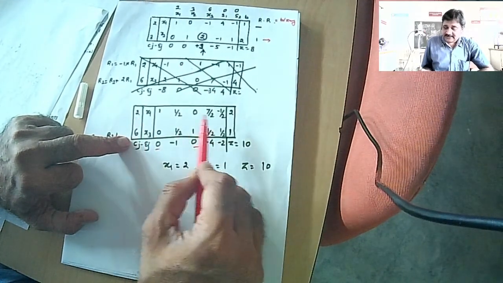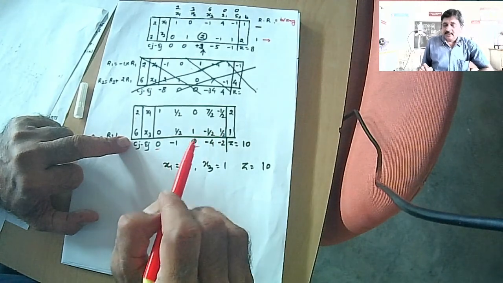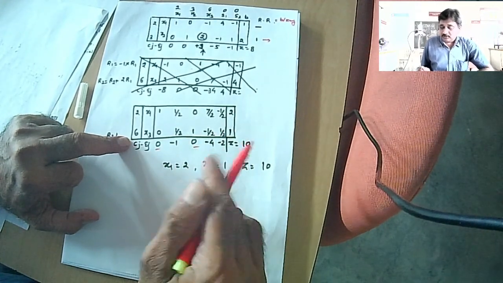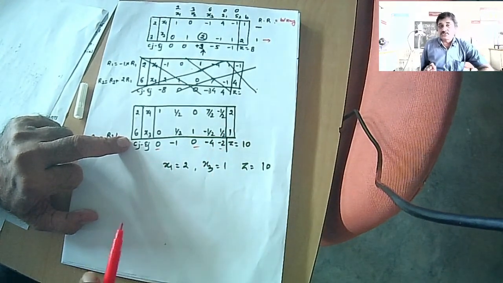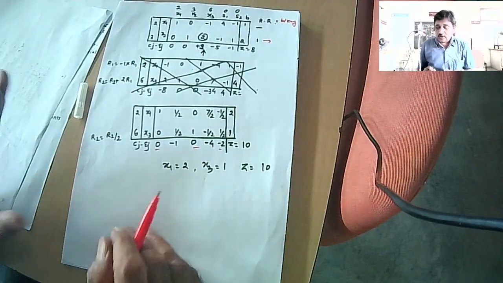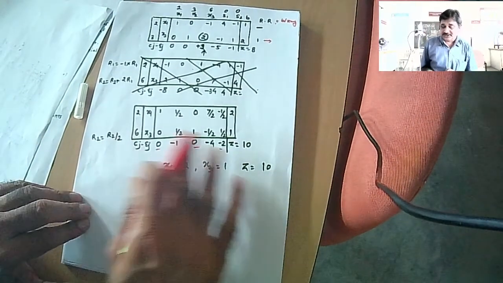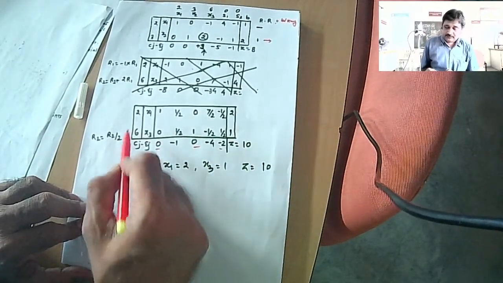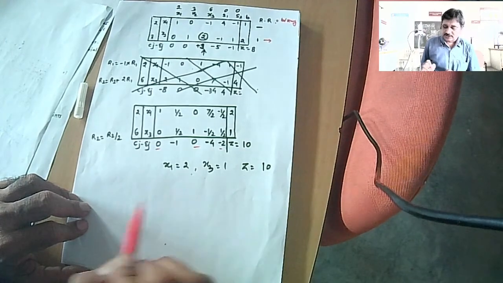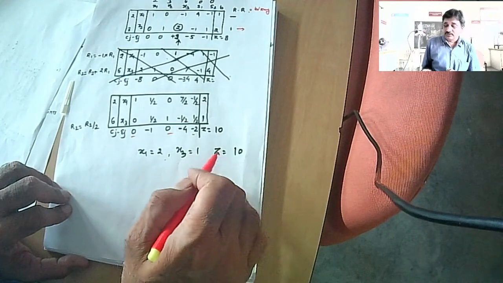Likewise here, minus 1 plus 3, minus 1 plus 3 is 2. 0 minus 2 is minus 2. So all Cj minus Ej are less than equal to 0 and B column entries are positive. That's why this is optimal solution. And what is the optimal solution? X1 is equal to 2 and X3 is equal to 1 and Z is equal to 10.